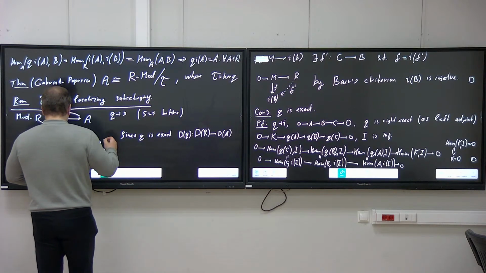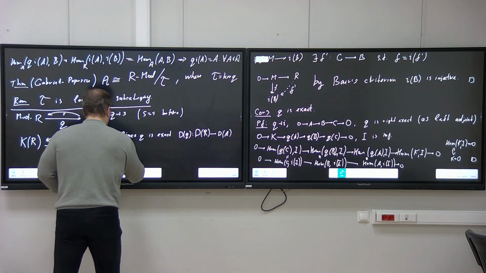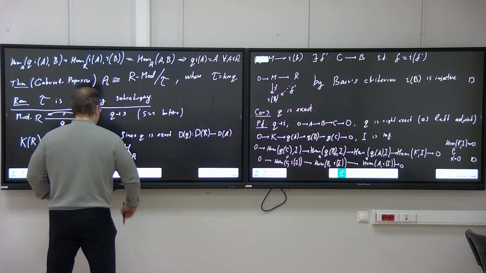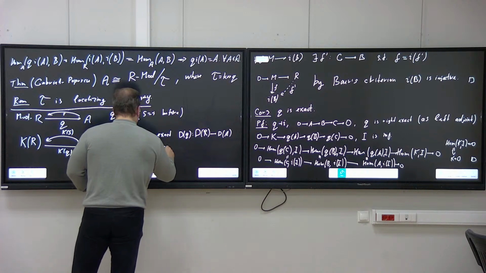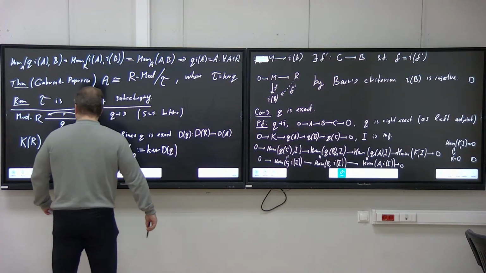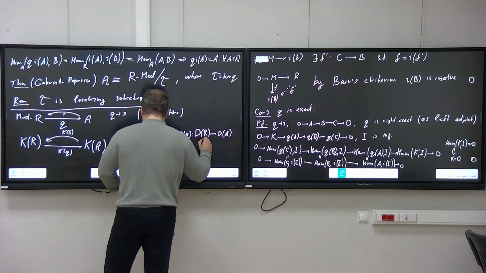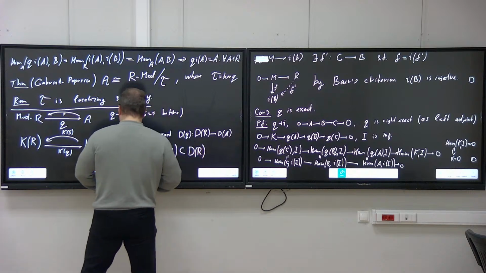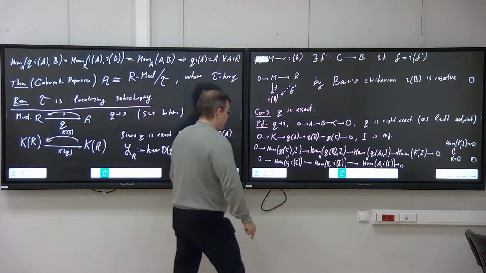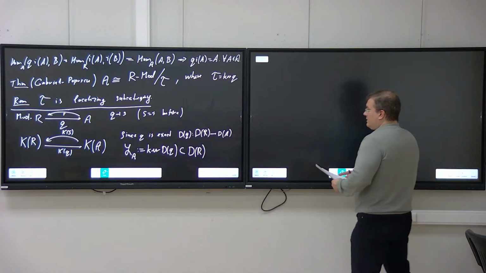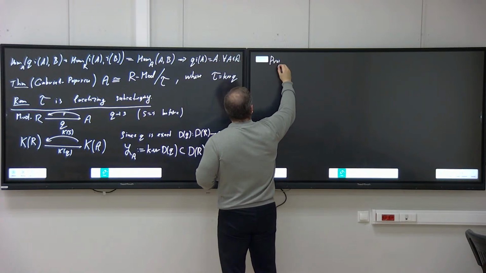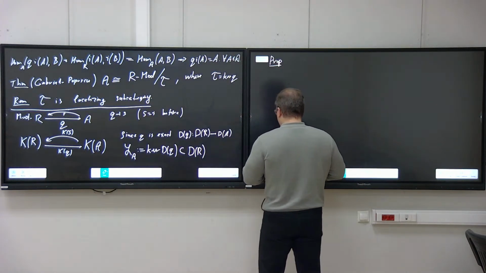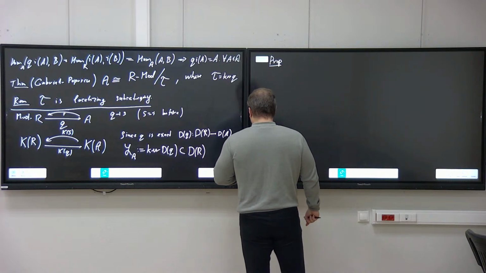So now I fix notation. L sub A will be, by definition, the kernel of D of Q. That is just some triangulated subcategory inside D of R. Okay, so let's prove some properties of this subcategory L of A.